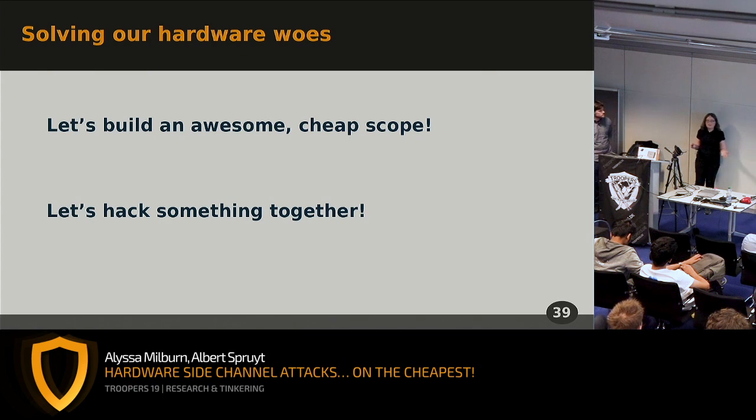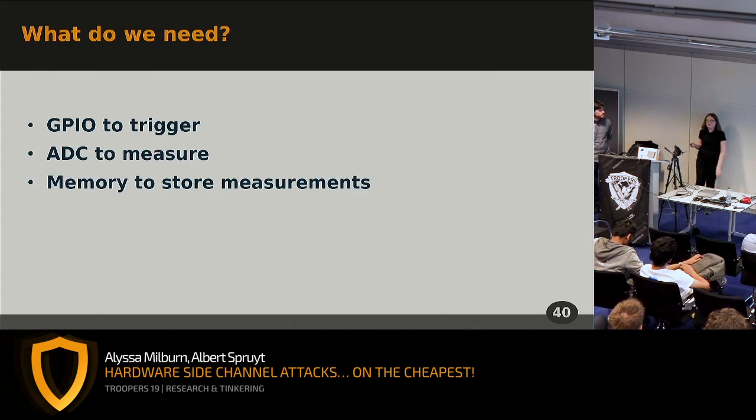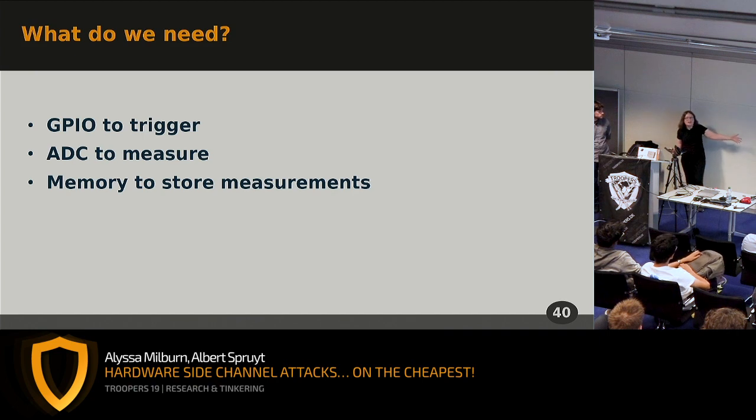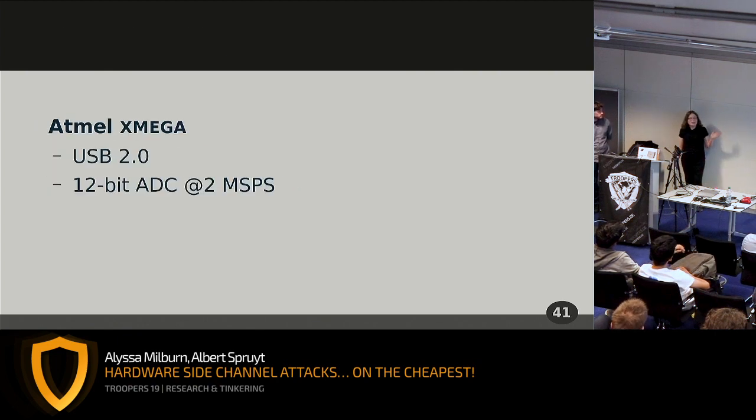It turns out, what do you need from an oscilloscope to do this side channel analysis? Well, you need some way of triggering, to tell the oscilloscope when to actually start measuring. But that can just be some kind of random GPIO pin. You need some way to actually collect the measurements, which is just an analog-to-digital converter. And you need some RAM to put the measurements in. You can pick pretty much any cheap microcontroller on the market, and it will have all three of these things. Because we make poor life choices, what we went for is the Atmel XMEGA.